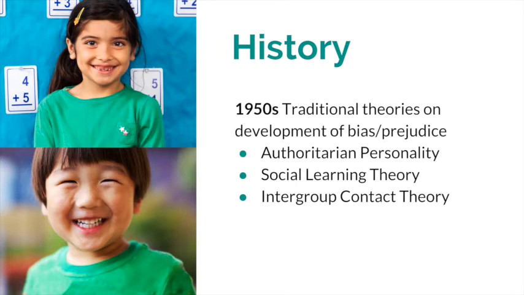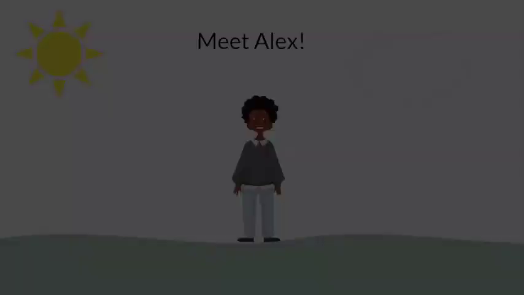The social learning theory emerged in 1954 and suggested that children learn prejudice from observing and imitating parents and teachers. Similarly, the intergroup contact theory, also proposed in 1954, offered that prejudice grew from the lack of personal and positive contact among individuals of different groups.